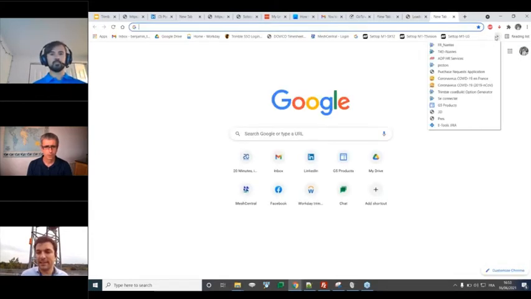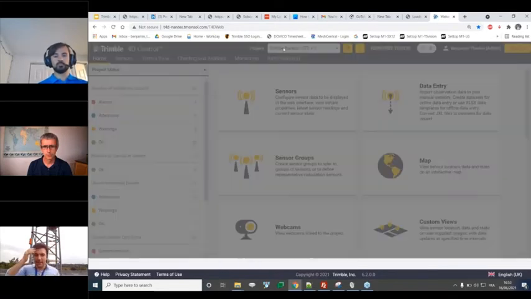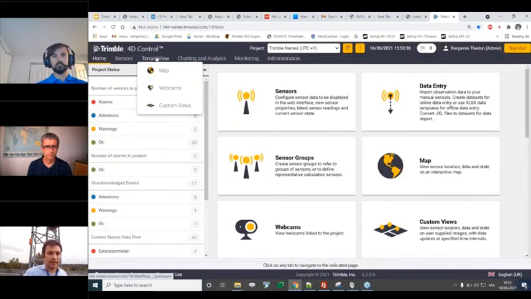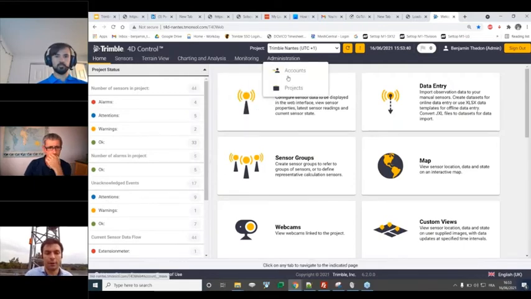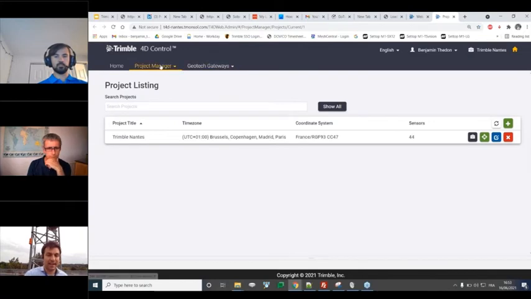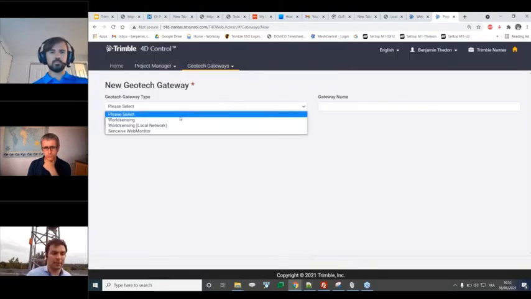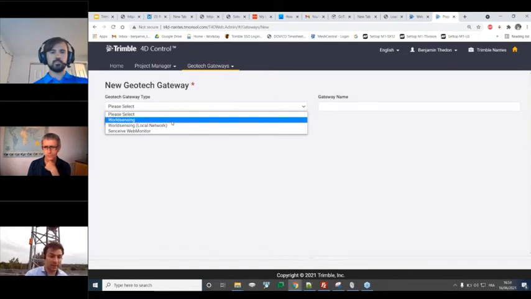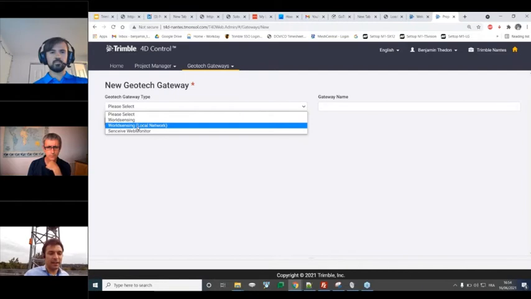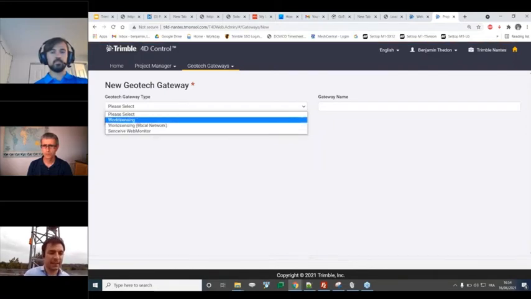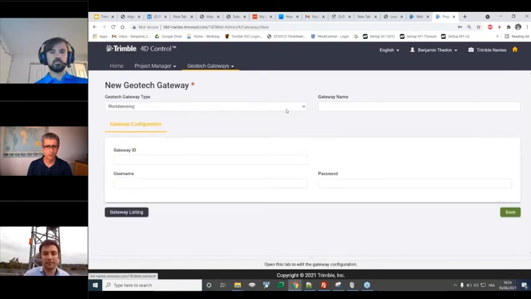Now we have to go to the T4D side. We have a very nice website in Nantes, and we have to configure your sensor. So you have to go to projects, and on the project side, you have three different parts: home, project manager, and Geotech gateway. Select Geotech gateway, and then you have to add your own gateway. For your own gateway, you select the different brand of gateway. So there is Worldsensing, and there is Worldsensing local network if your gateway is not connected to internet but is connected to your computer, and there is Sensive Web Monitor. Here it is Worldsensing because we are connected on internet.